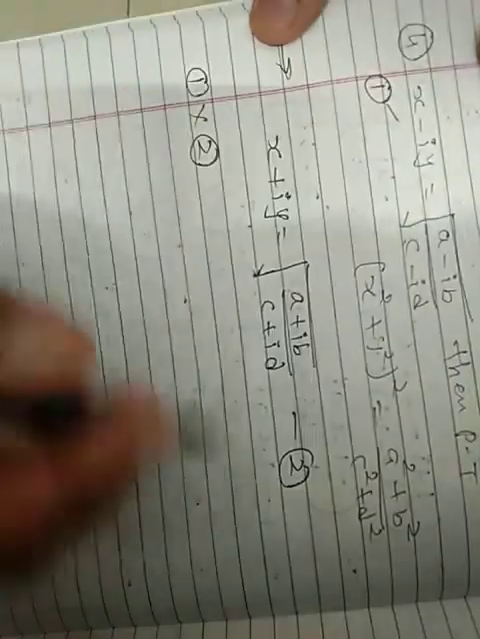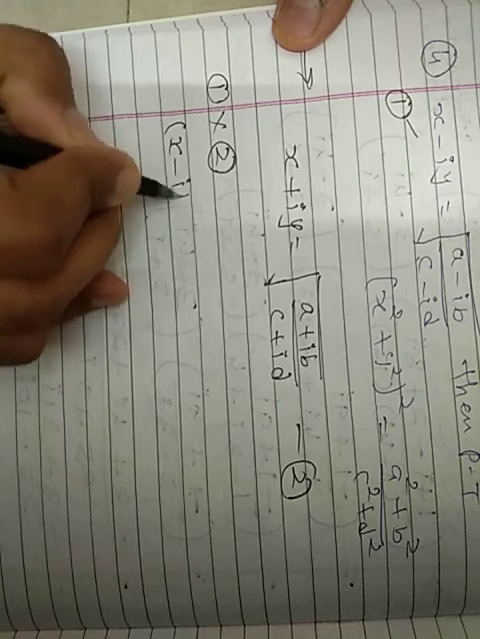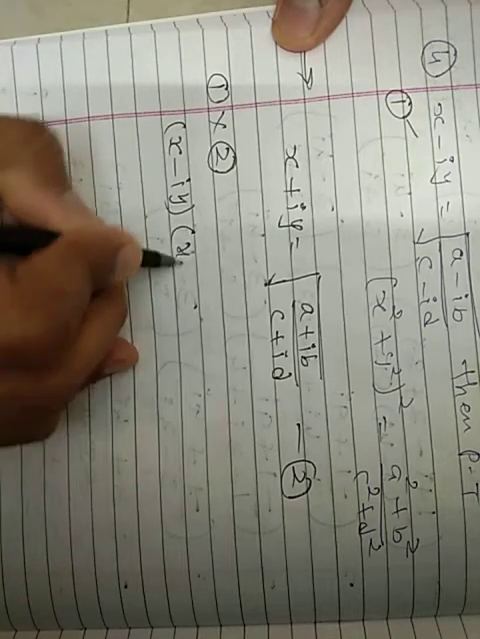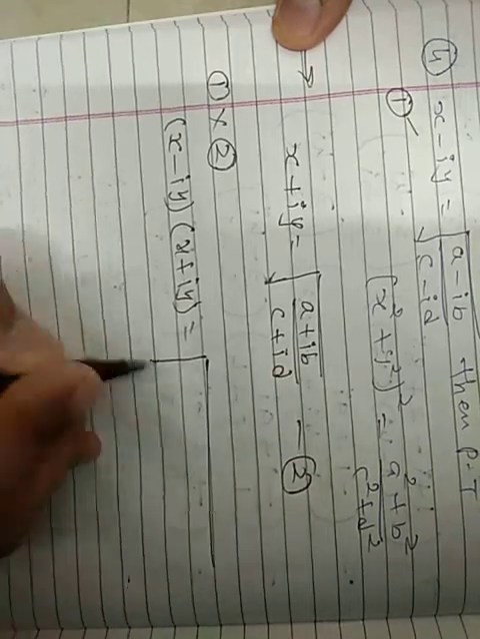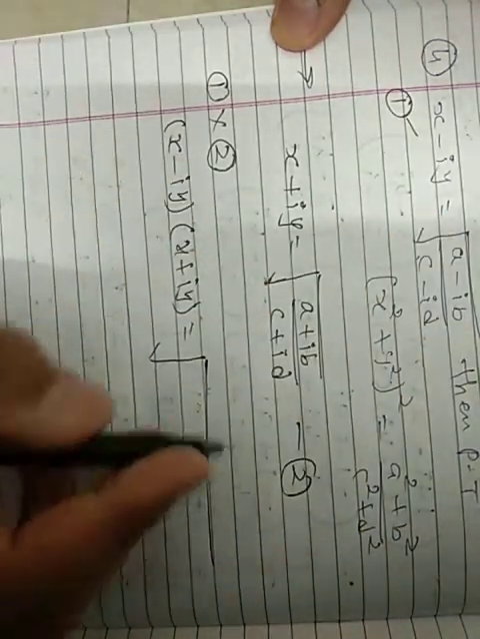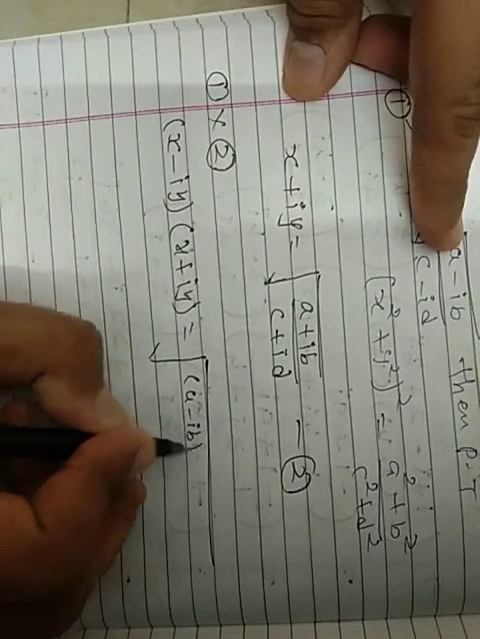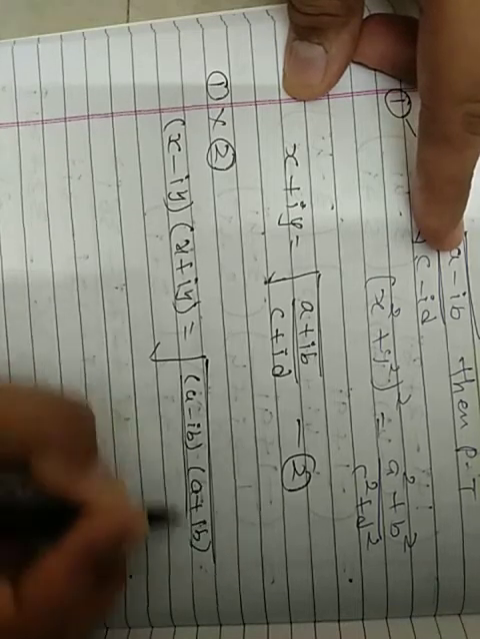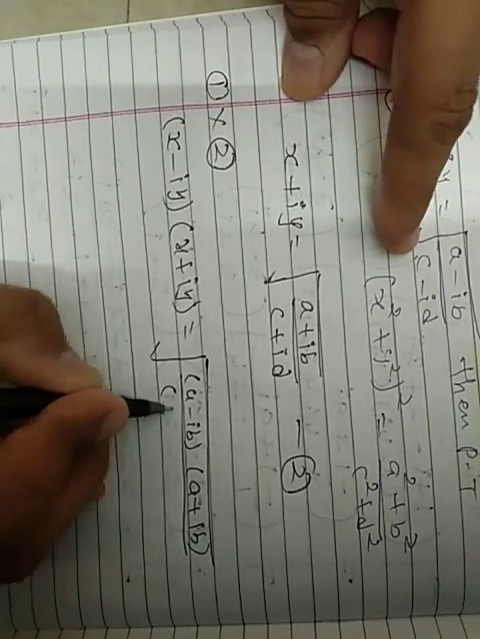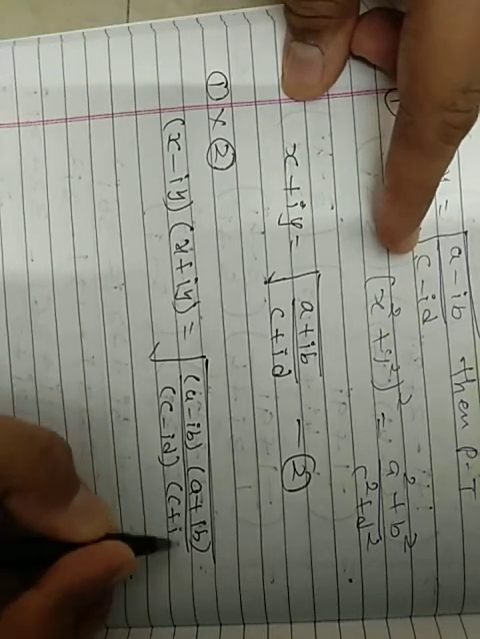Product of these two: x minus iy into x plus iy equal to, let's take the square root, both in multiple form: a minus ib, a plus ib, divided by c minus id upon c plus id.